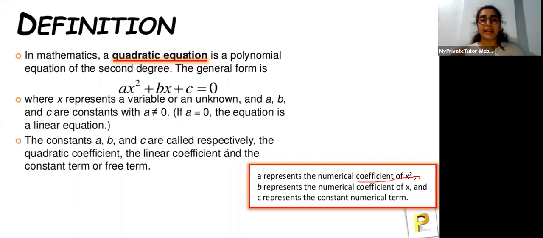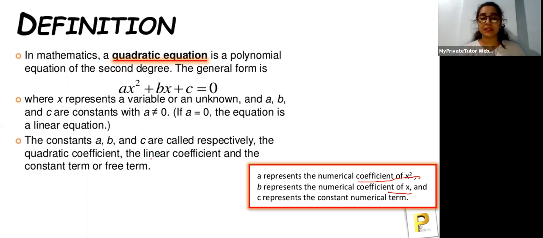So quadratic means what? Highest power 2. So the term with x square has power 2, so it is also called the quadratic coefficient. Okay. B represents the numerical coefficient of x. I've already told you what a coefficient is, right? I'll just repeat. The value with the variable is called the coefficient.